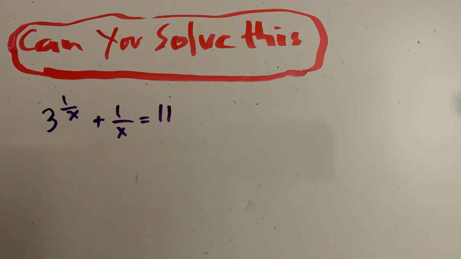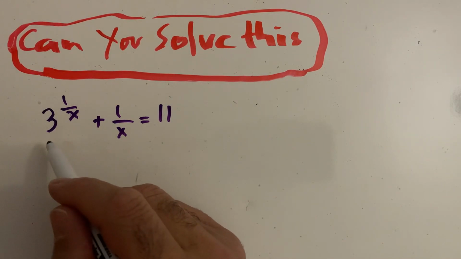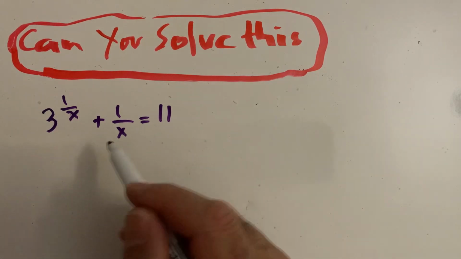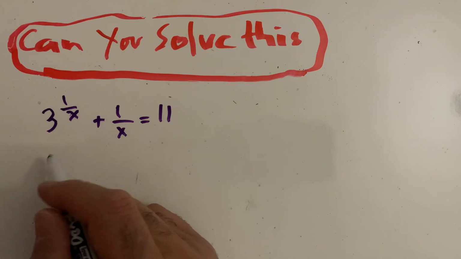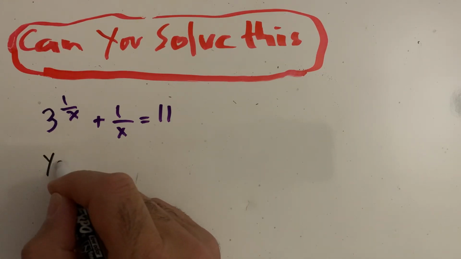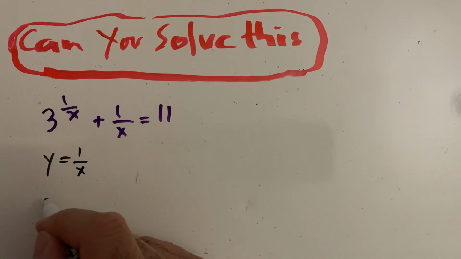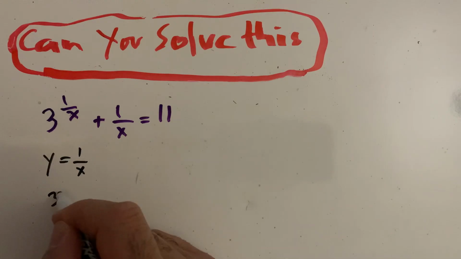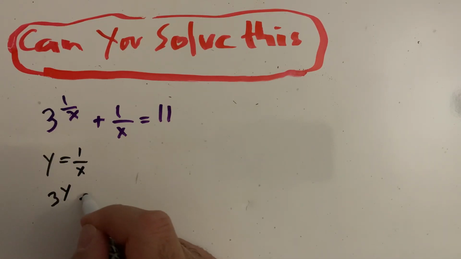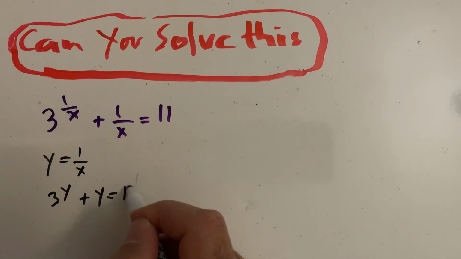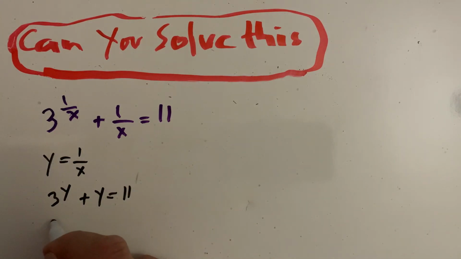Hello, so today let's solve this equation, which is 3 to the 1 over x plus 1 over x equals 11. So first of all, let y equals 1 over x, so that we can rewrite the equation as 3 to the y plus y equals 11, or 3 to the y equals 11 minus y.